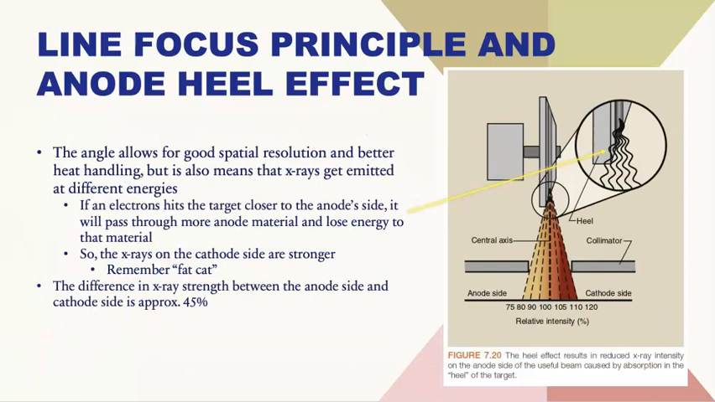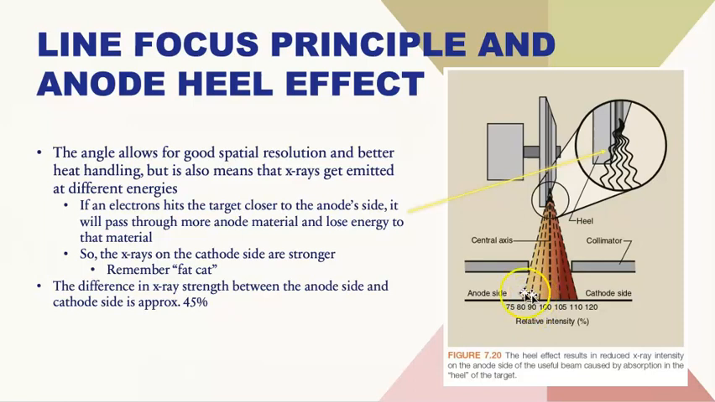All right, now the anode heel effect. The angle that we were just talking about allows for pretty good spatial resolution and better heat handling, but it also means that X-rays get emitted at different energies from the anode target. So if a cathode electron hits this target closer to the anode side, closer to this side over here, and they show you here through this illustration, it might go through more interactions with that target. It'll still come out as an X-ray, but again, it went through a little more interactions to get where it's going.